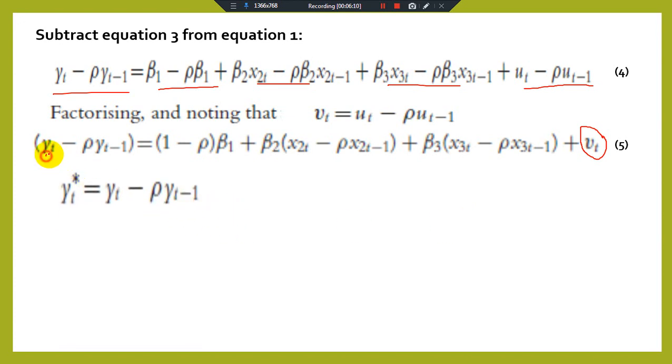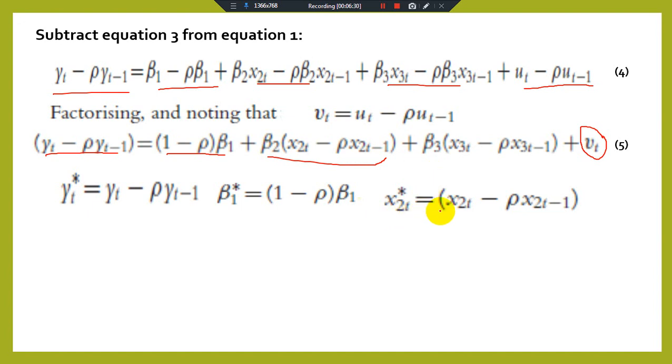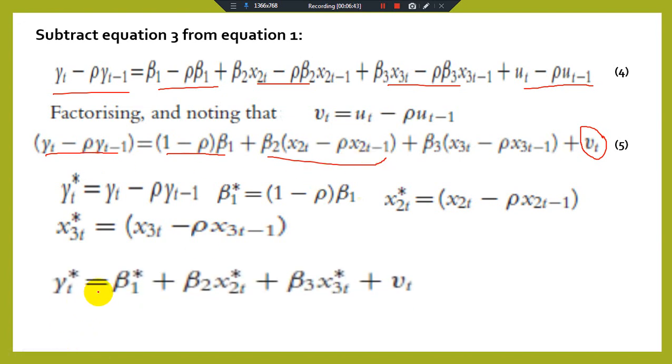Now suppose that this part is equal to y star, yt minus rho yt minus 1. So this is y star, and this part is equal to beta 1 star, 1 minus rho into beta 1. This part is equal to x2t star, and this part is equal to x3t star. Now put these star values in the place of this, then our equation becomes yt star is equal to beta 1 star plus beta 2 x2t star plus beta 3 x3t star plus Vt.